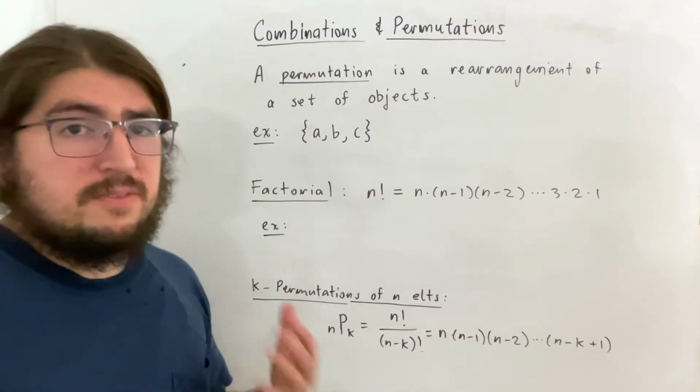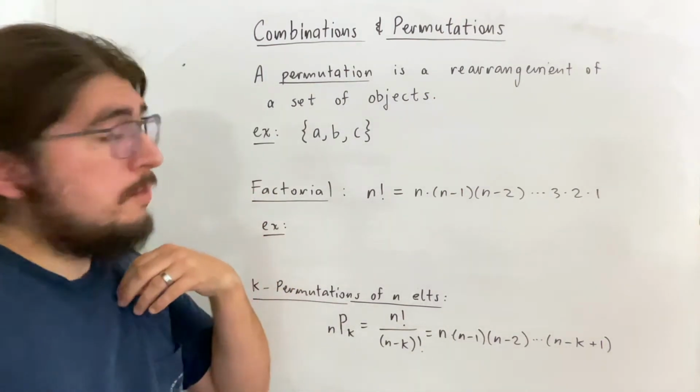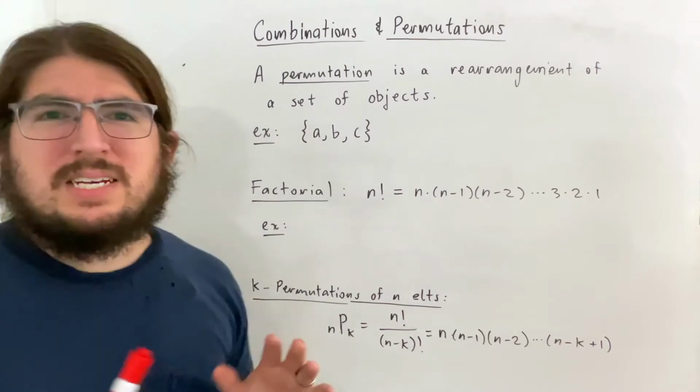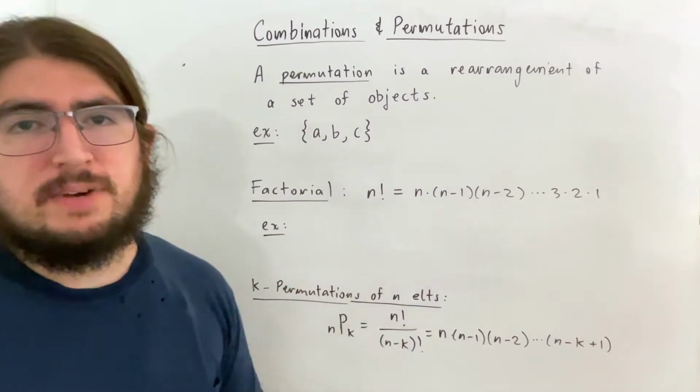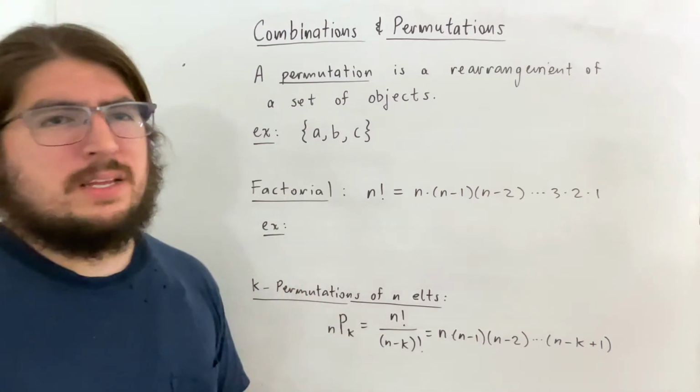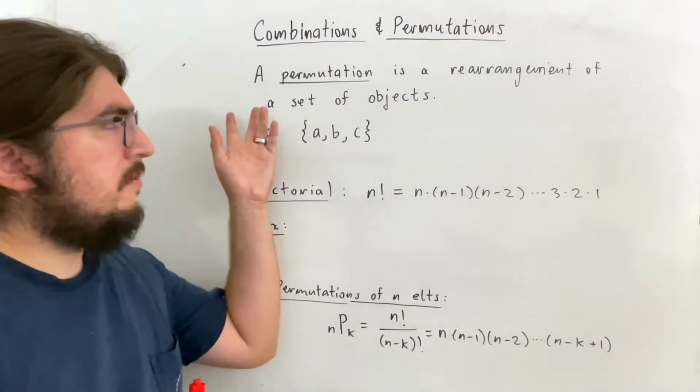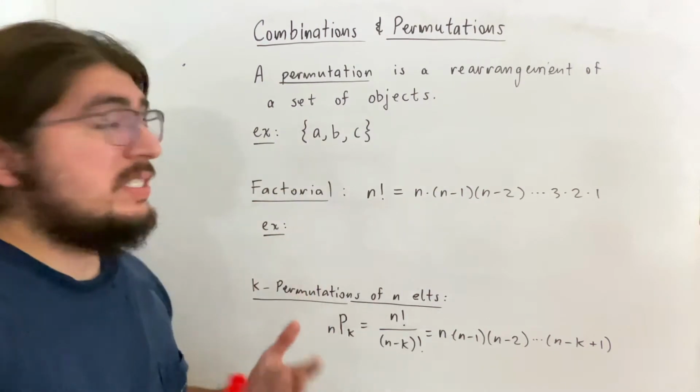Hello everyone. In this video we'll be discussing combinations and permutations. We actually discussed this a little bit in the last video, at least I mentioned some of these ideas in the last video, but here we'll be taking a look at it in a little more detail. A permutation is just a rearrangement of a set of objects.